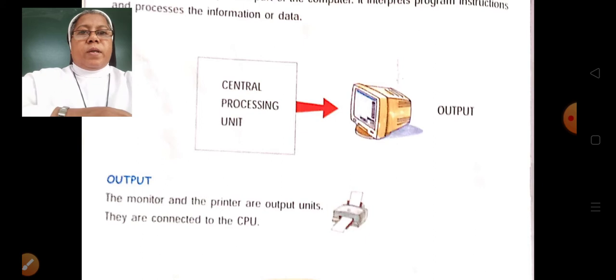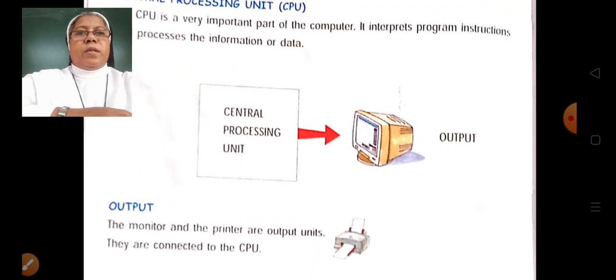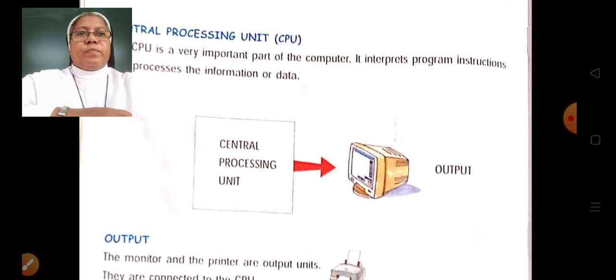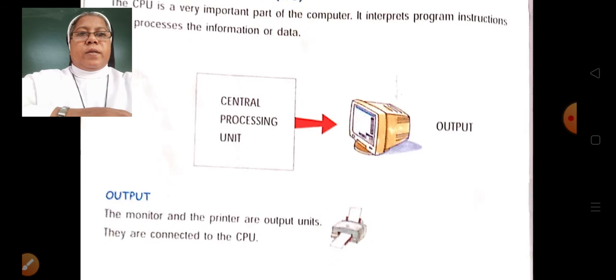Output. The monitor and the printer are the output unit. They are connected to the CPU. What is CPU? Central processing unit.